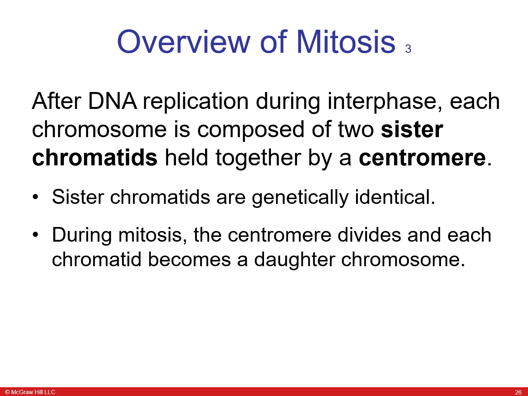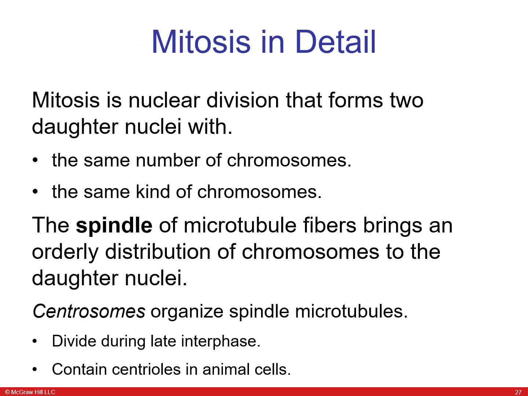After DNA replication occurs in interphase, and that's very important, each chromosome is composed of two sister chromatids held together by a centromere. These sister chromatids are genetically identical. They have 100% identity in their nucleotides. During mitosis, the centromere divides and each chromatid becomes a daughter chromosome. Mitosis is nuclear division that forms two daughter nuclei with the same number and kind of chromosomes. The spindle of microtubule fibers brings an orderly distribution of chromosomes to the daughter nuclei.